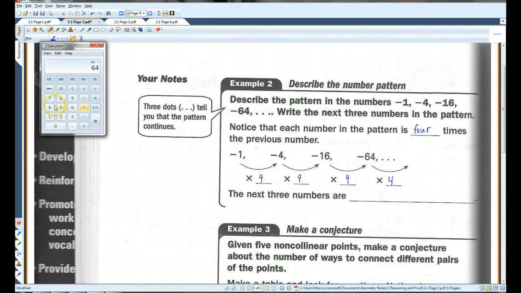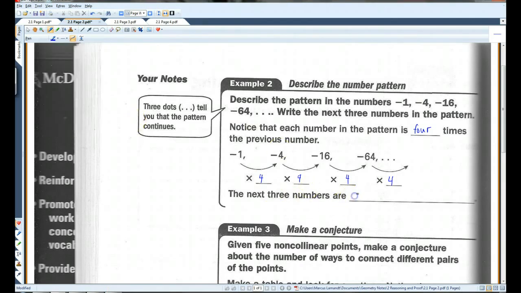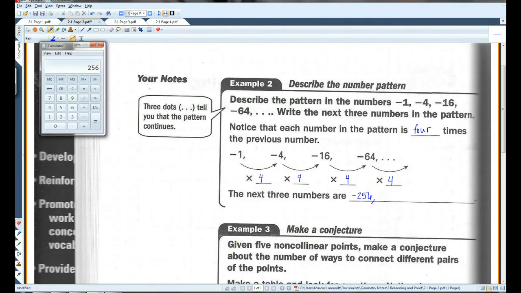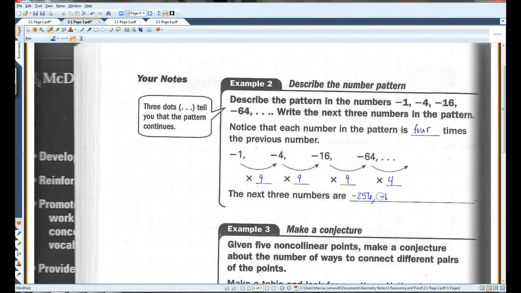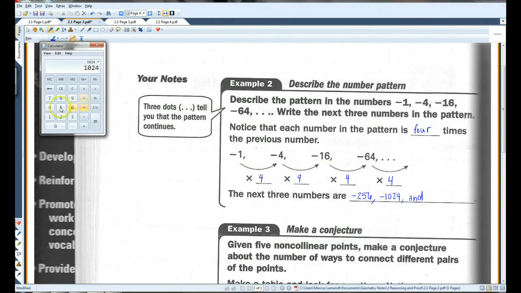-64 times 4, -256, make sure it's negative. To get the next number, we got to multiply by 4 again. -1024. And the last number, -4,096, negative.